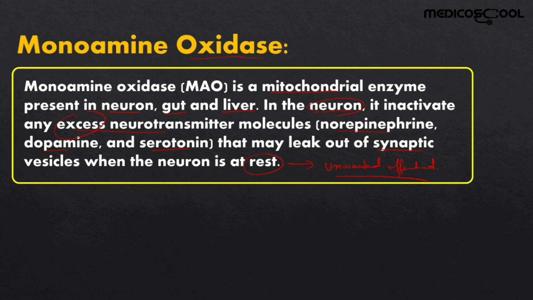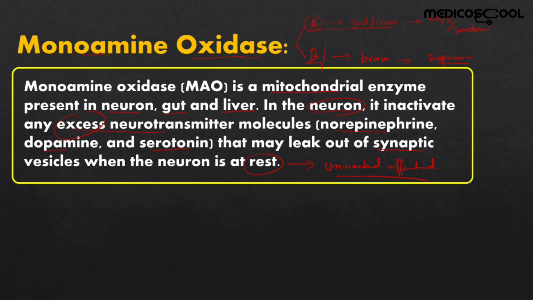Now monoamine oxidase has two types, A and B. The A type is mostly present in areas like the gut, liver, etc. And the B type is mostly present in the brain. The A type mostly metabolizes neurotransmitters like norepinephrine, epinephrine, and serotonin, and the B type mostly metabolizes neurotransmitters like dopamine. So these were some differences between monoamine oxidase A and B, and some points regarding monoamine oxidase.